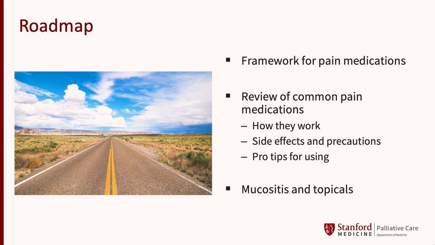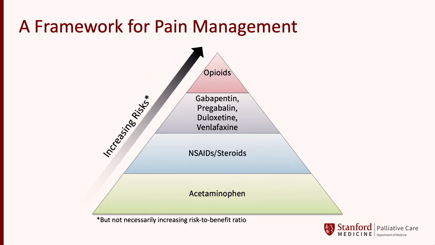So let's start with the framework for pain management. I often think about this pyramid image. In the pyramid, I think about the base as being our safest and still effective medications. As we go up that pyramid, there can be increasing risks of side effects or adverse effects. But one thing to note is that that doesn't mean that the risk-benefit ratio doesn't go up as you go up the pyramid. Sometimes we need strong medications that may have side effects to benefit our quality of life. So it's definitely okay to use these medications when they're needed.